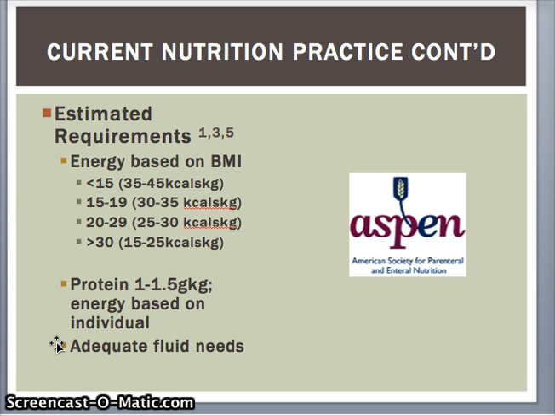According to nutrition guidelines, estimated requirements for patients with Crohn's disease are based on the patient's BMI. In this case, the patient had a BMI of 18.8, but was visibly malnourished and at risk for refeeding syndrome. Protein was based between 1 and 1.5 grams per kilogram of body weight, and that was monitored and adjusted as needed throughout her inpatient stay, along with adequate fluid needs.